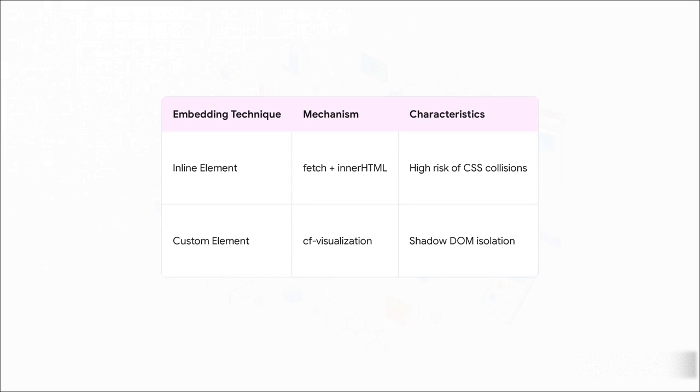So to solve this, AEM natively uses the custom element and shadow DOM technique. By wrapping the content in a custom CF visualization tag, it encapsulates the markup and provides true shadow DOM isolation. This guarantees that your visual content fragment is going to look exactly as intended, completely insulated from the CSS cascade of whatever host page it lives on. It is brilliant, collision-free omni-channel delivery.